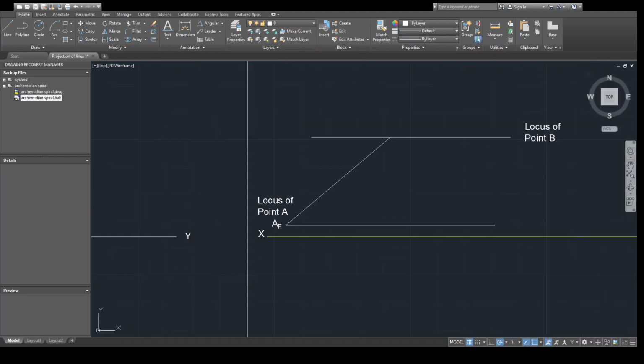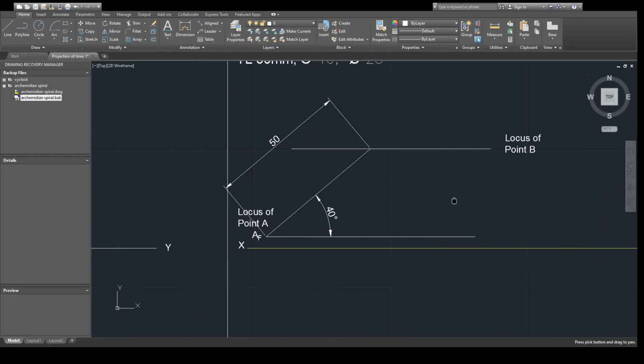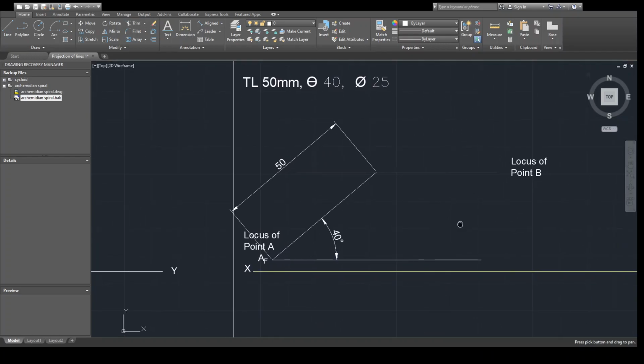This angle is, what is the angle? It is a 40 degree angle. And this length is 50 mm length. Okay. Remember, this is not point BF because AF BF is a front view.